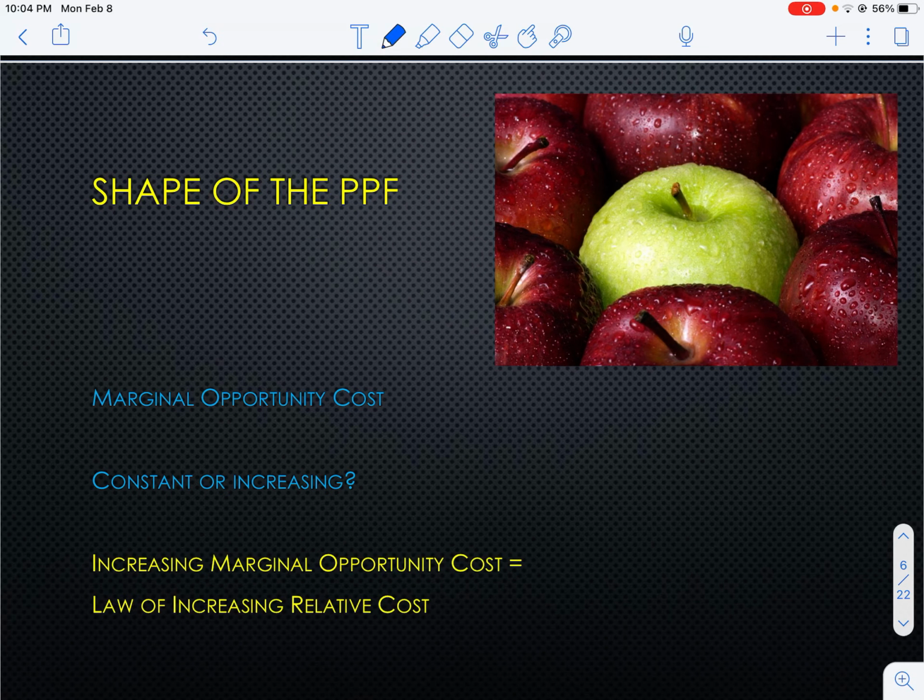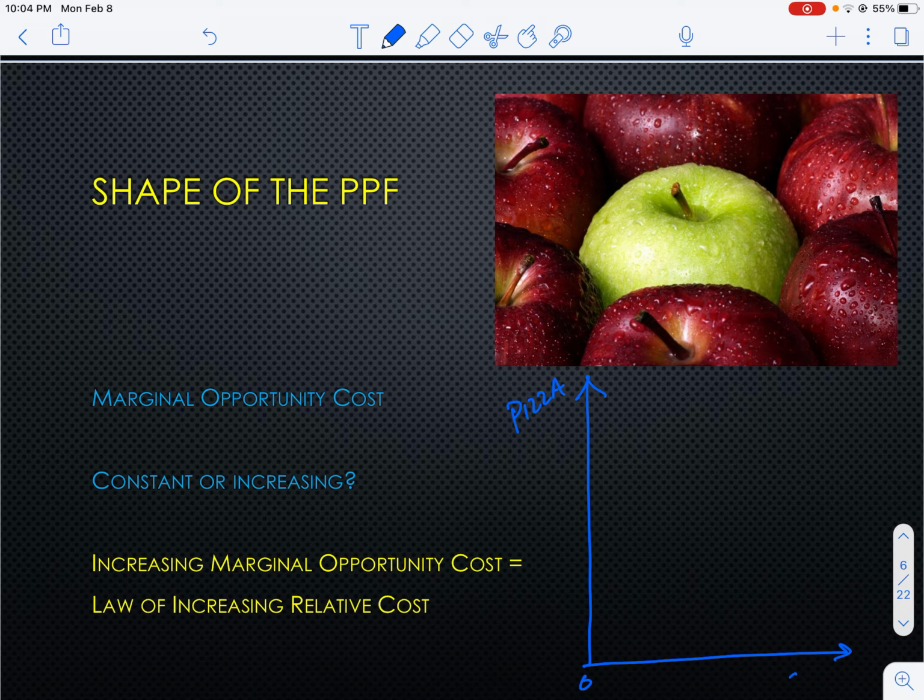Hi everyone, welcome back. We have one more distinction to think about with the PPF, our new model in chapter 2. And that has to do with the shape of the PPF itself. To think about this, we're going to think about opportunity cost. Now, I didn't specifically say this, but we did think about it a little bit with regard to pizzas and strombolis.